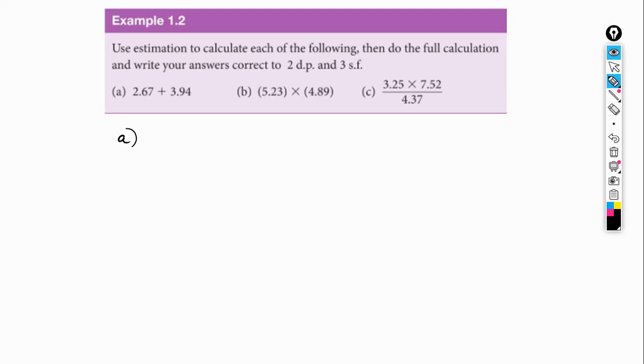So notice that we can round 2.67 to 3 plus 3.94, which is almost 4. And then we can estimate that the sum should be somewhere around 7. But if we do the exact sum, where we add 2.67 and 3.94, we're going to get 6.61. And notice that this is already to two decimal places, and also it has three significant figures, so we don't really have to do anything else.